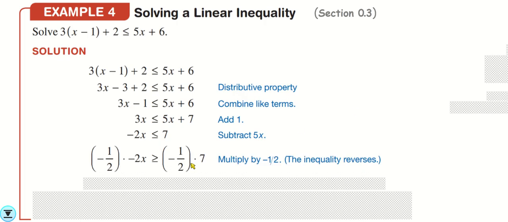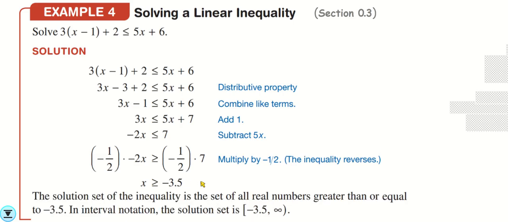So then, or you could think of this as dividing both sides by -2 and flipping the inequality. You just get x by itself. And keep in mind, this is an infinite number of solutions. There's an infinite number of numbers that are greater than or equal to -3.5.